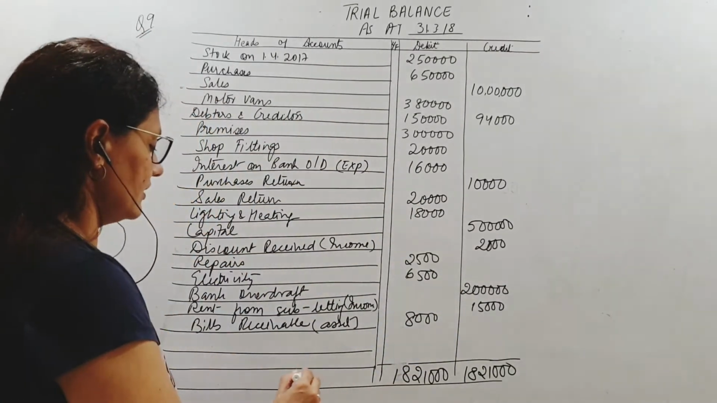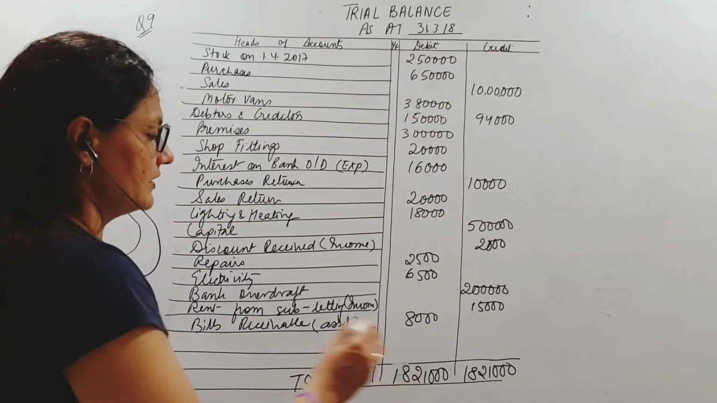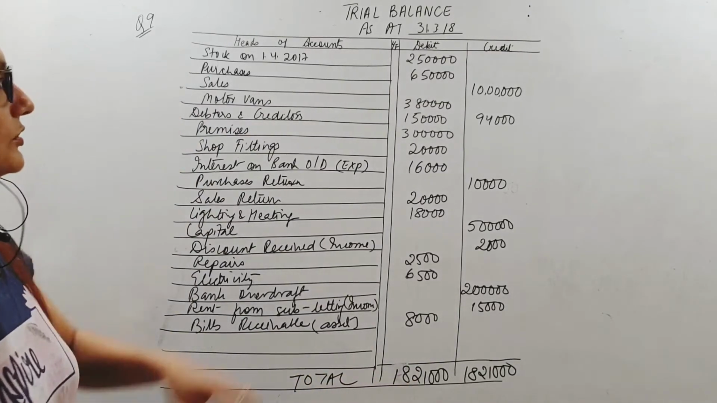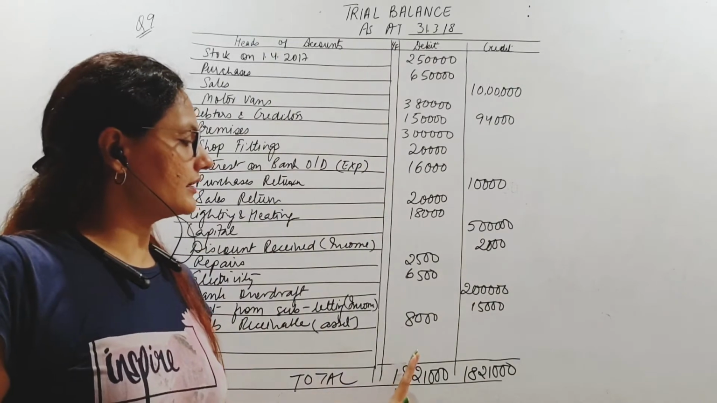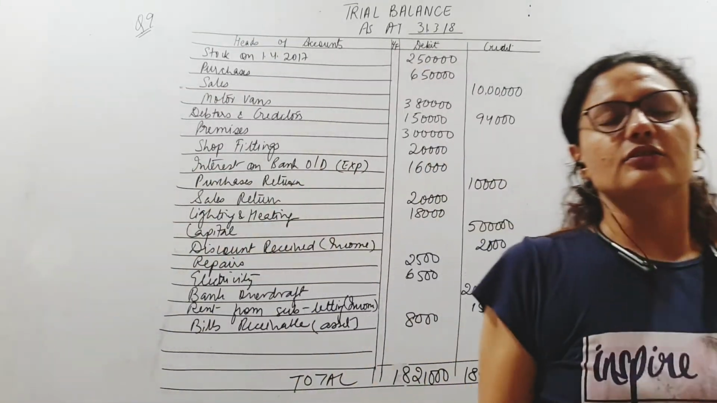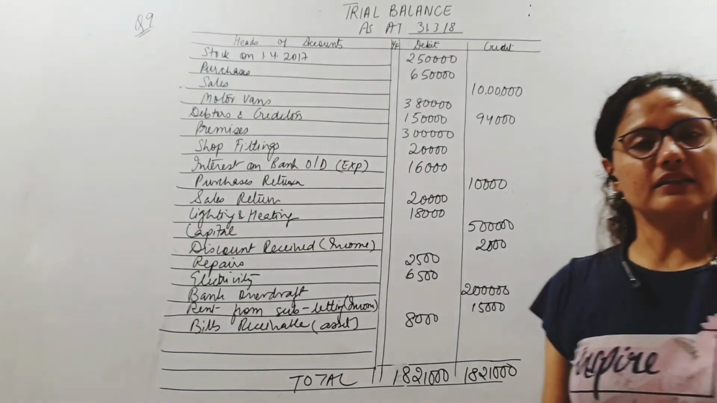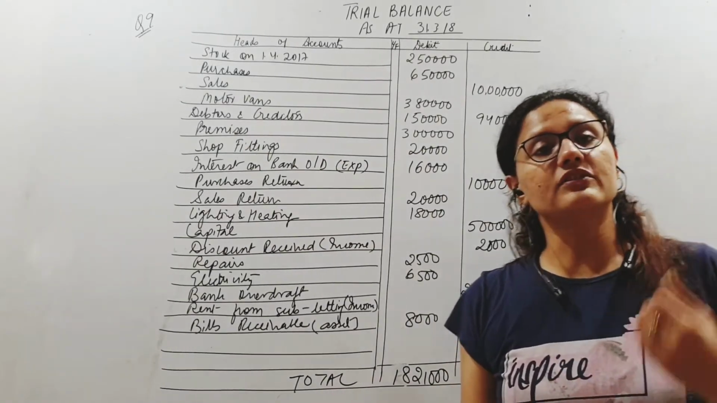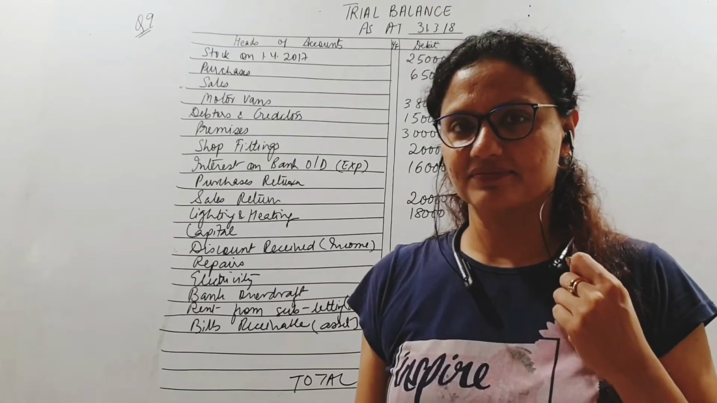You will please write here total. This is your total of trial balance. So be clear about this: all expenses and assets here, income and credit liabilities here. Fine. So now let us talk about one concept which we have just touched upon, which is closing stock.